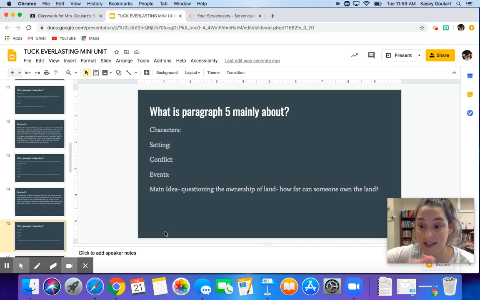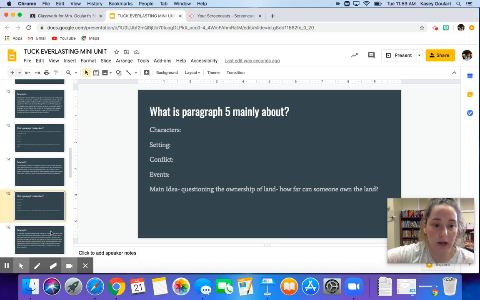All right, notice exactly what I was telling you in your instructions before you pressed pause. No characters, no new settings, no new conflict, no new events. This is a strange paragraph, but it does prove to be important as we read through the rest of the novel. The main idea is basically questioning the ownership of land. How far can someone own land? It's asking, do they just own the surface of the land, or do they own all the way down into the core where all of the pieces fit together? It's a strange paragraph. It seems like it doesn't really fit, but it will make sense as we read through, okay? All right, let's move on to paragraph 6.